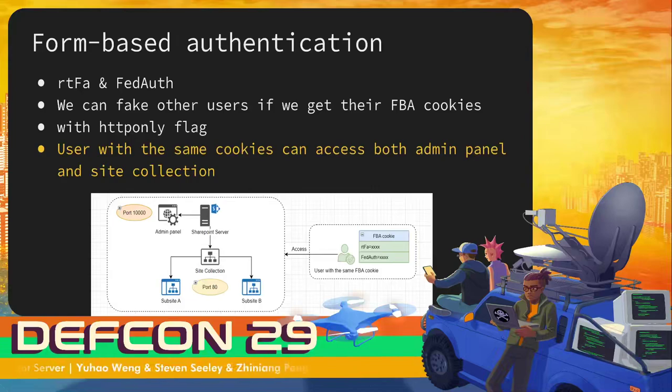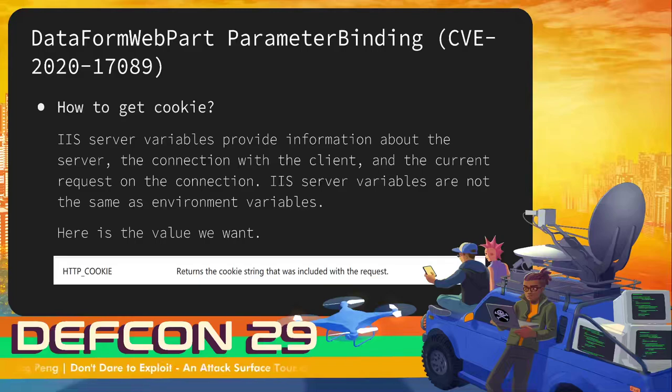However, as we talked before, we don't just own JavaScript. We will introduce a vulnerability that steals cookies via parameter binding. For this, we need to solve a problem first. In addition to the request header, where does the cookie exist? Can we get it? In Microsoft's documentation, a special value is recorded: IIS server variables. IIS server variables provide information about the server, the connection with the clients, and the current request on the connection. IIS server variables are not distinct from environment variables. Here is the value we need, HTTP_COOKIE. It returns the cookie string that was included with the request.